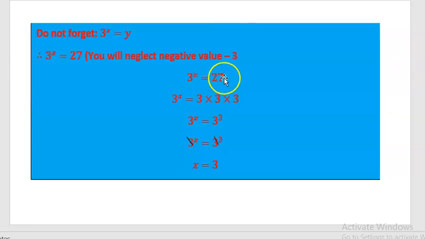And you already know that 27 is 3 times 3 times 3, the same thing as 3 raised to power 3. 3 raised to power x equals 3 raised to power 3. Cut the base. Then we equate the indices. The index here, x equals 3. That is the final solution.